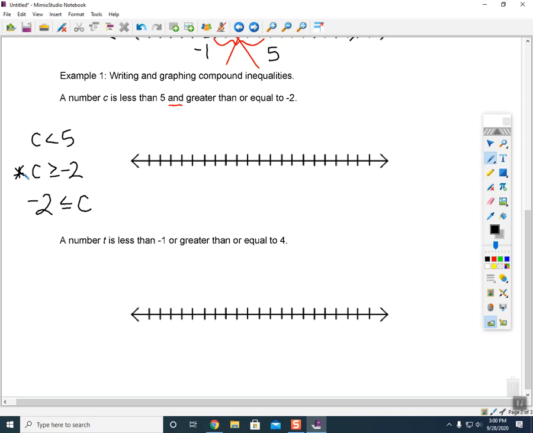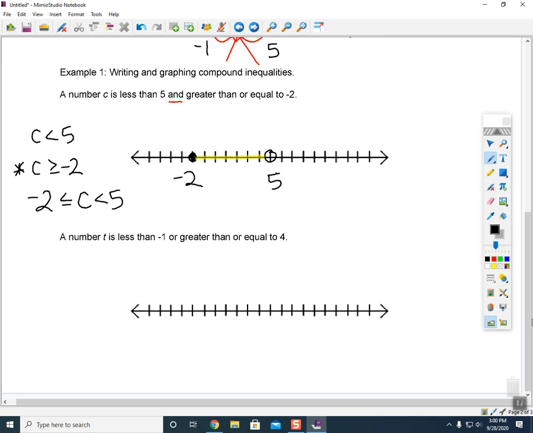And I have that c is less than 5. So my inequality is going to look like this: -2 is less than or equal to c is less than 5. Then I can go ahead and graph it. I've got a closed dot here on -2. I'm going to have an open dot on 5. We'll just say it's here. And we will shade the middle. And that's it.